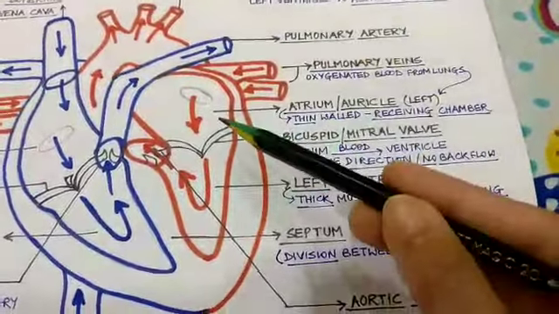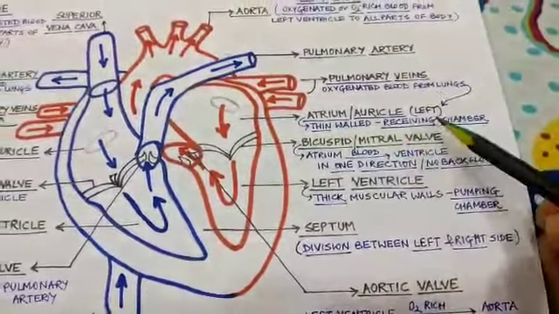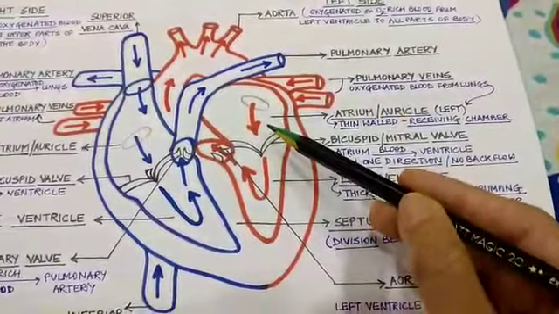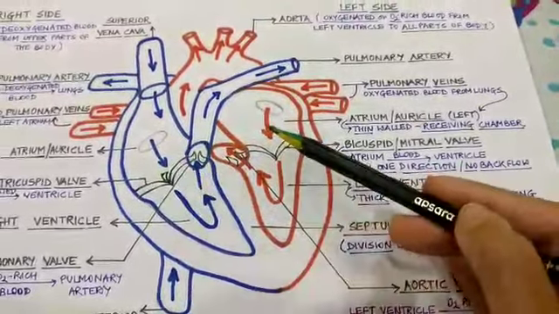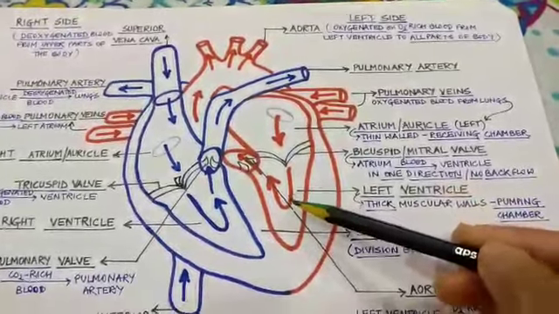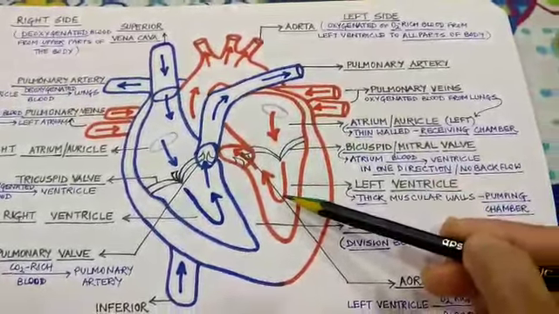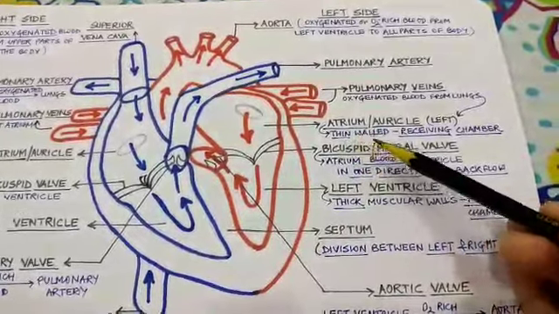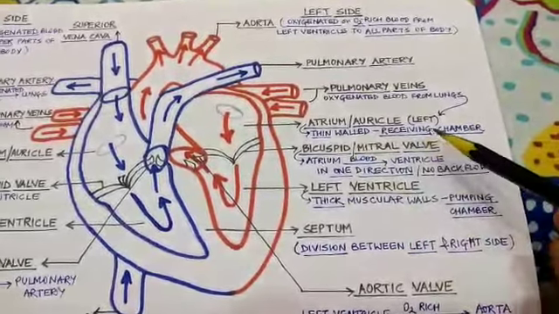Now why are they thin walled? Because they are receiving chambers. They are only receiving the blood, whether it's deoxygenated or oxygenated, and they have to pour it down to the corresponding lower chambers. That is why they are thin walled, because they are receiving chambers.